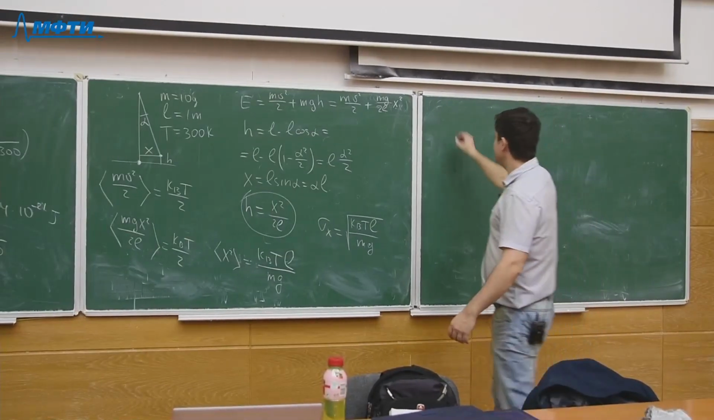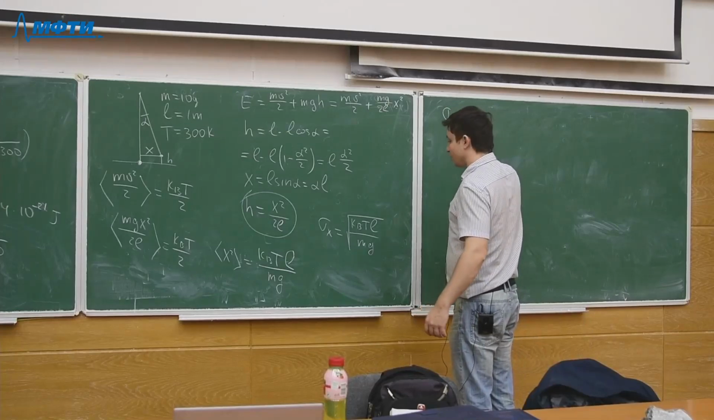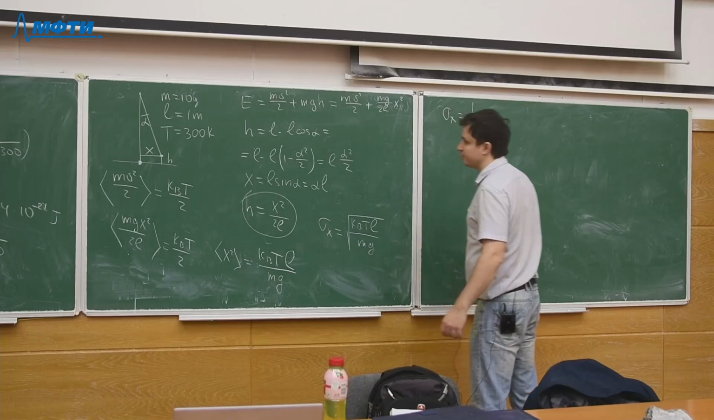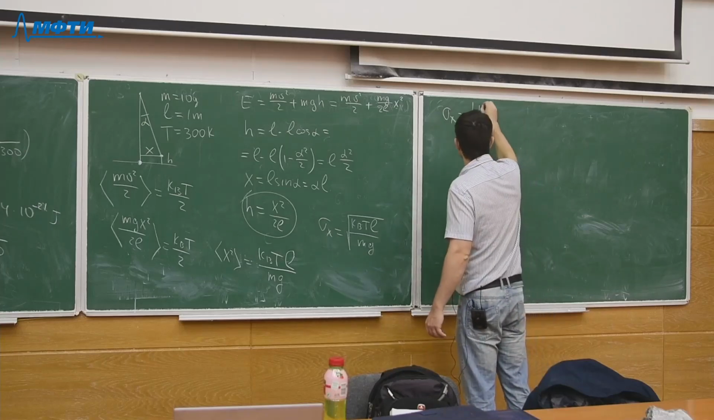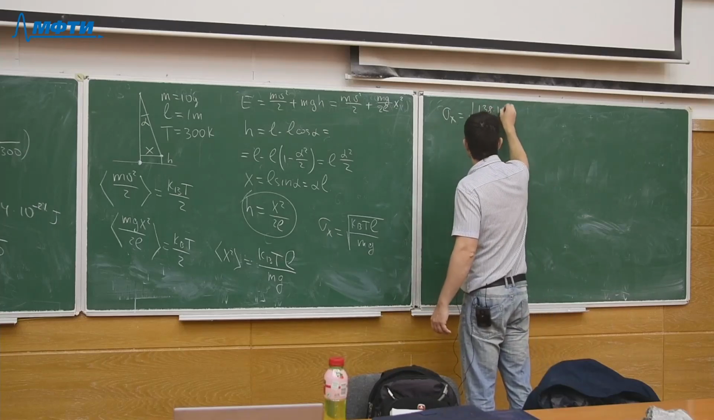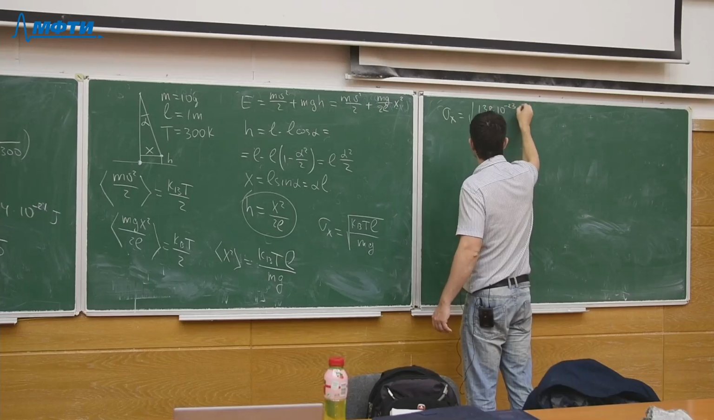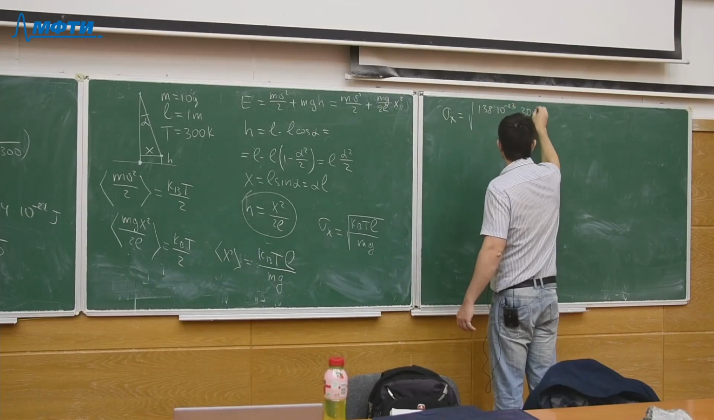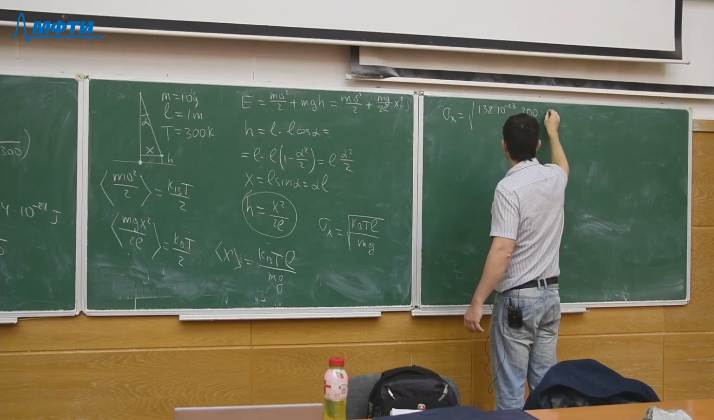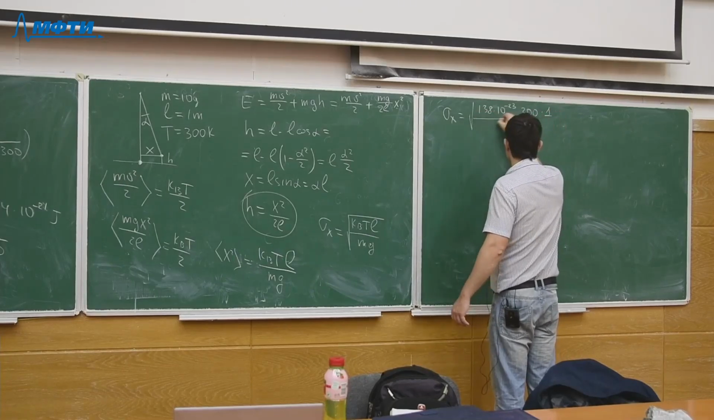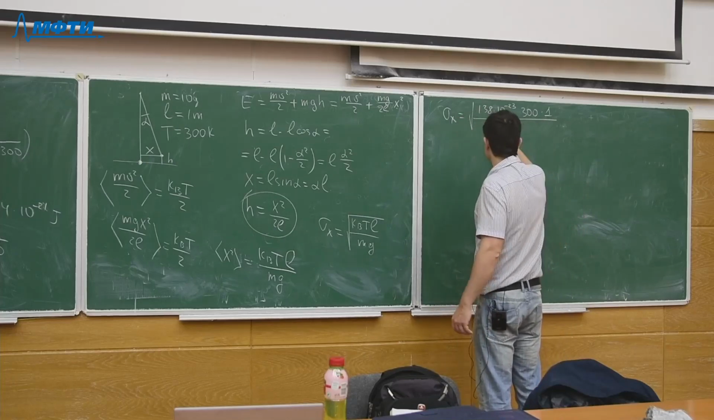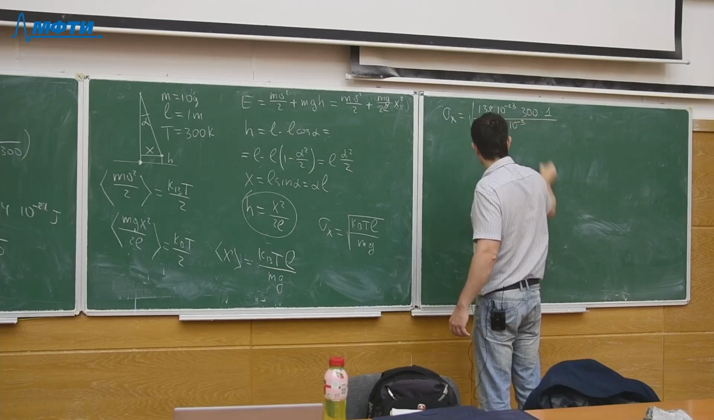Okay, so now for this calculation, I need to substitute all of the numbers here. It has 1.38 times 10 to the minus 23rd times T, which is 300, times L, which is luckily just 1, divided by the mass, which is 10 grams, and that is 10 times 10 to the minus 3rd.